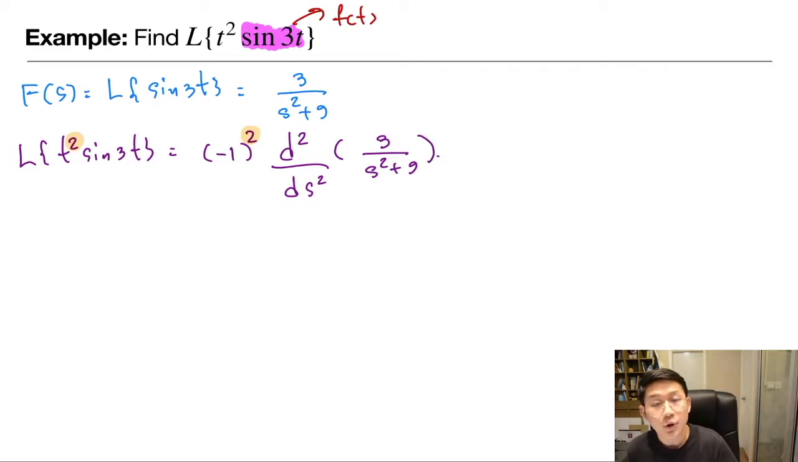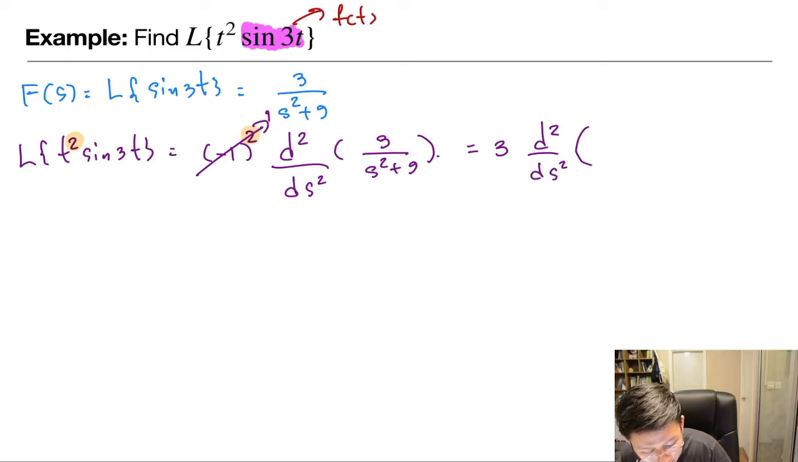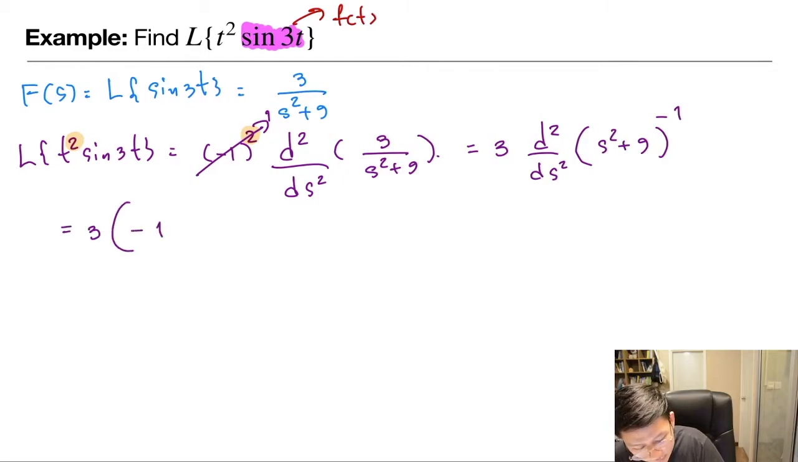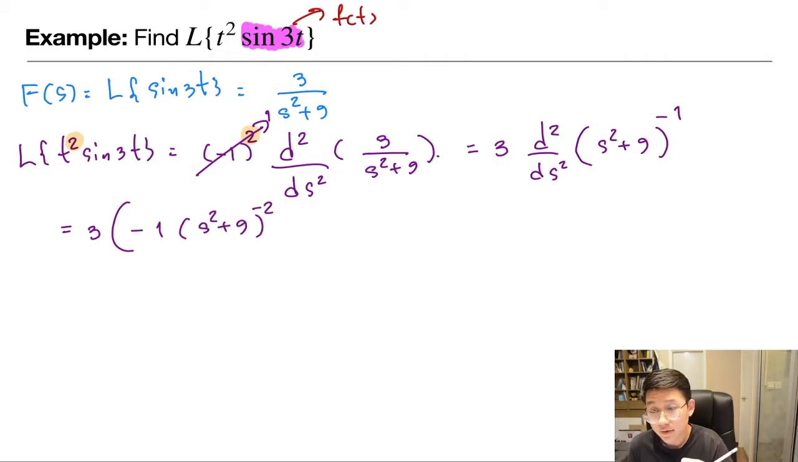So if you want to find the derivative, 3 is just a constant, so I'll pull it out. Minus 1 squared is 1. So I pull 3 out, and I get d by ds of s squared plus 9 to the power of minus 1. Let's do it slowly so that we don't get it wrong.